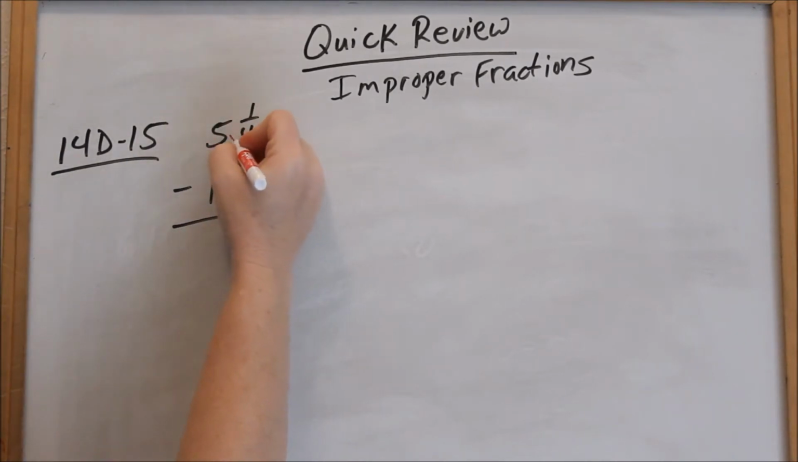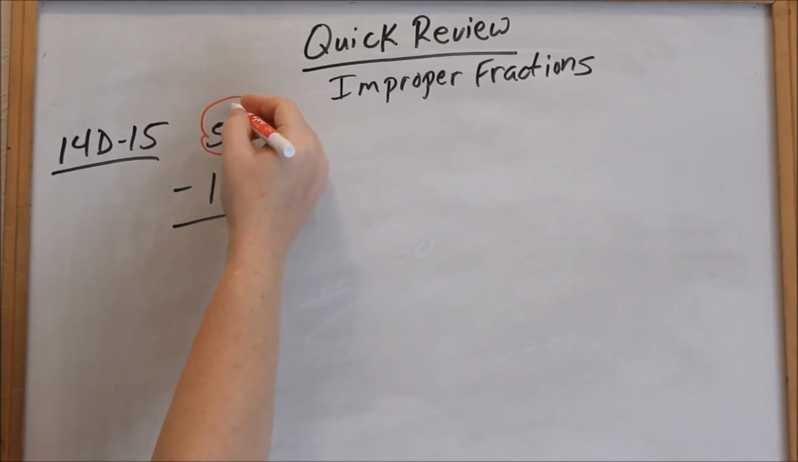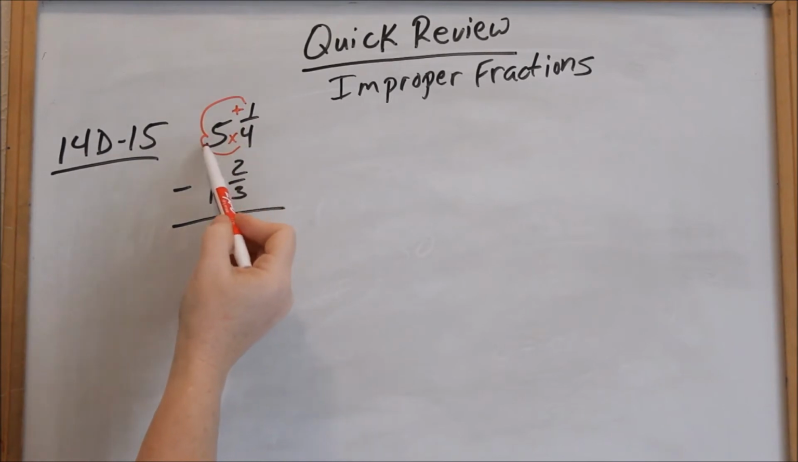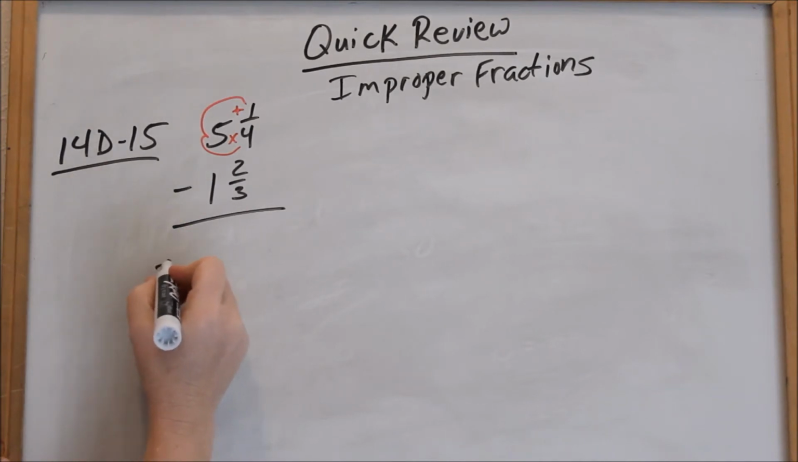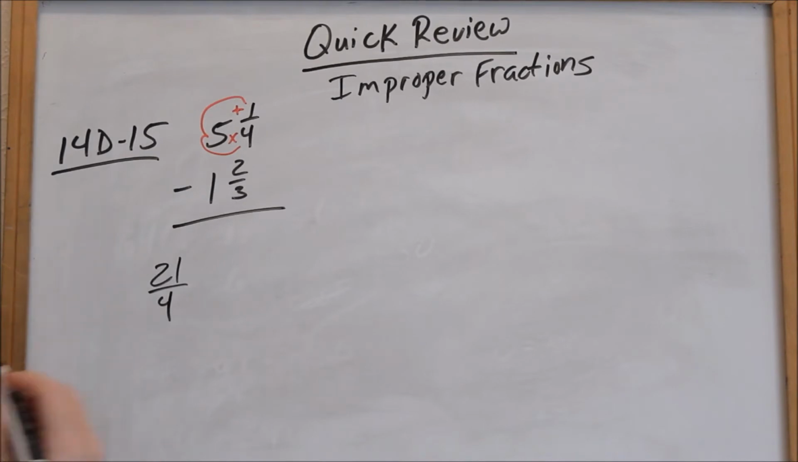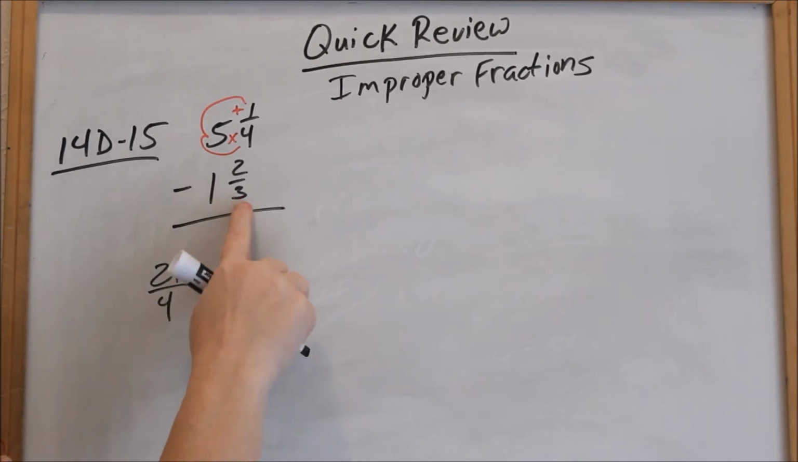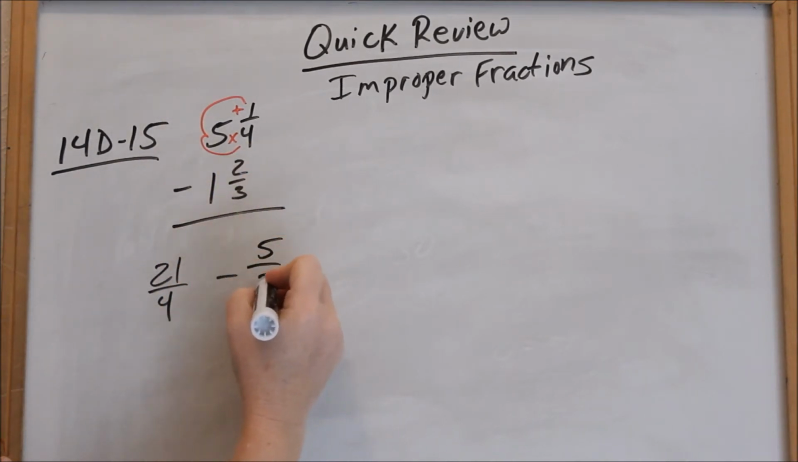Remember, it's this and then plus. So it's this and then go around here. So Texas popcorn, 5 times 4 plus 1. So 5 times 4 is 20 plus 1, 21, and then the denominator always stays the same. I'm going to write it horizontally, so 21/4 minus 3 times 1 is 3 plus 2, 5 over 3.